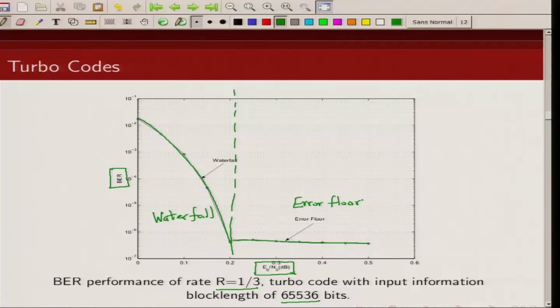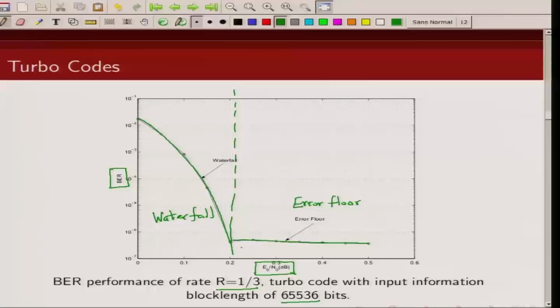Now, performance in the waterfall region is governed by the convergence behavior of the constituent encoders under the iterative decoding algorithm, and we will discuss this in subsequent lectures. And performance in the error floor region is governed by the distance spectrum of the turbo codes.